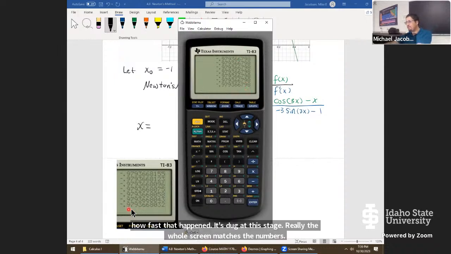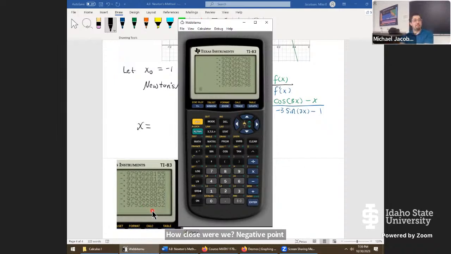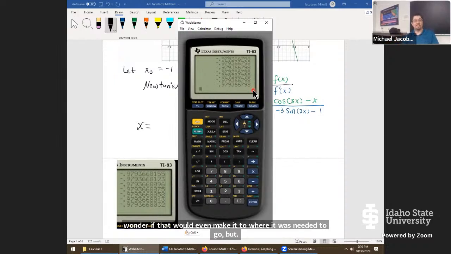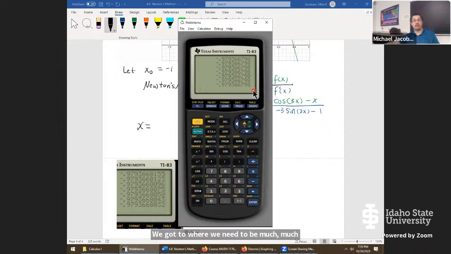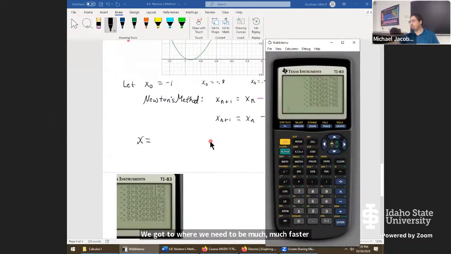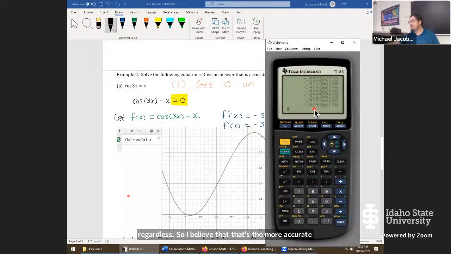And how close were we? -0.979366, 8032. I wonder if that would even make it to where it was needed to go, but we got to where we need to be much, much faster regardless. So I believe that's the more accurate answer. If you really want to test this out, take that digit, plug it into the original equation, and just see how close it is to actually balancing the equation here.